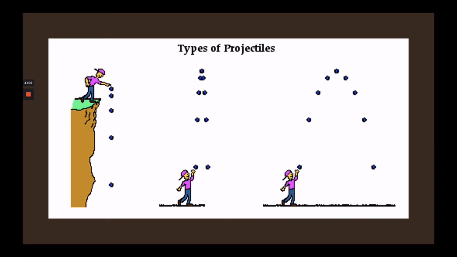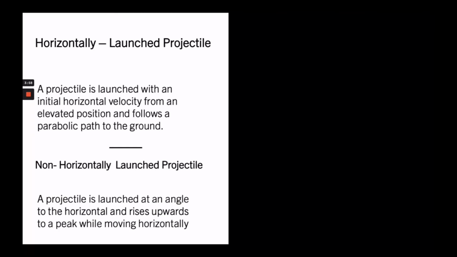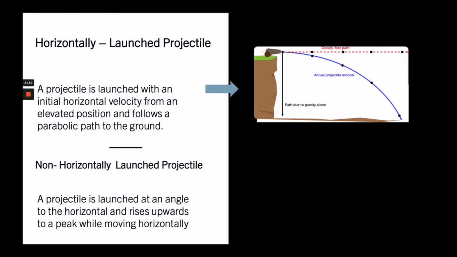A sample picture of the types of projectiles. For this lesson, we will be encountering two projectile motions, namely horizontally launched projectile and non-horizontally launched projectile. A horizontally launched projectile is defined as a projectile launched with an initial horizontal velocity from an elevated position and follows a parabolic path to the ground. See this cannon releasing cannonballs.